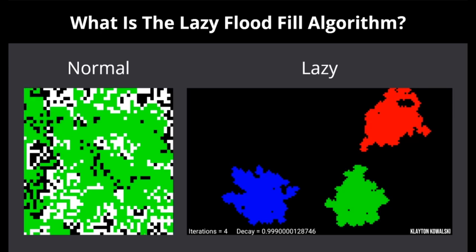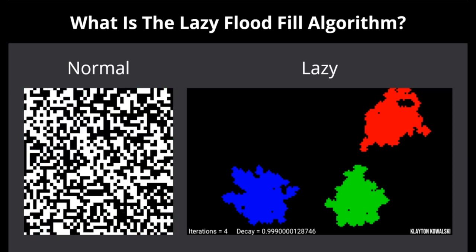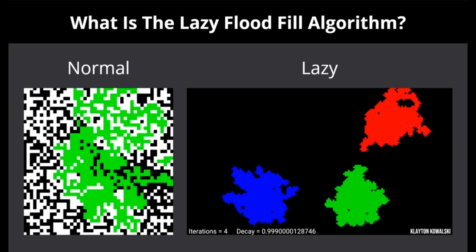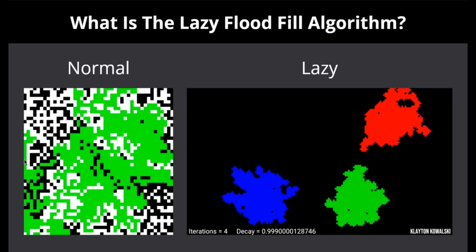Instead of filling the entire black canvas with a new color, it only fills some of it, with the outer boundaries slowly dying off as the blobs grow larger. This works great for my use case for generating biomes, although I could see it also being used for generating height maps by performing elevation additions and subtractions whenever a tile is filled.